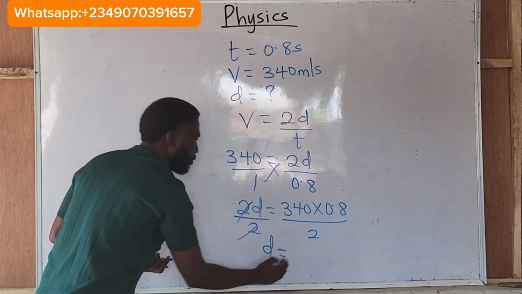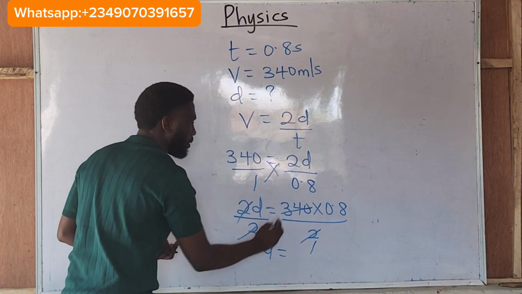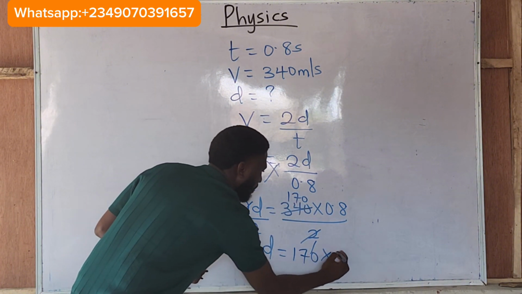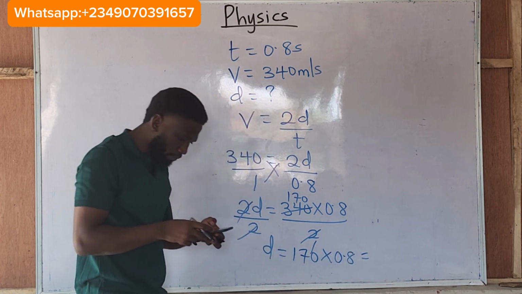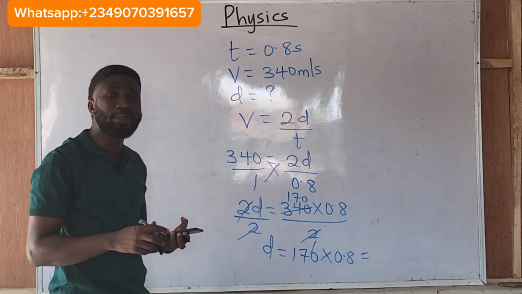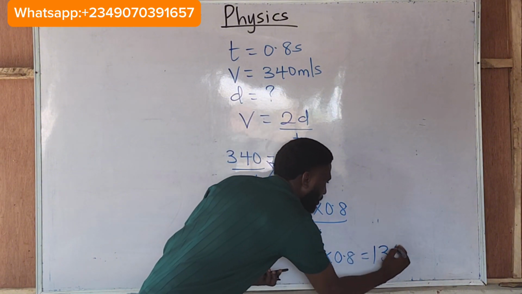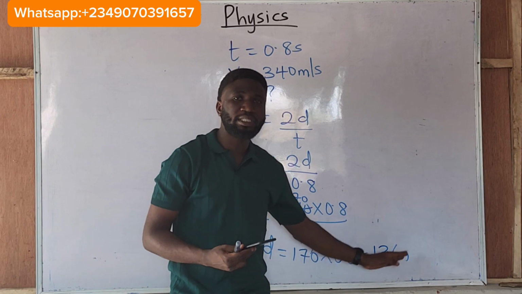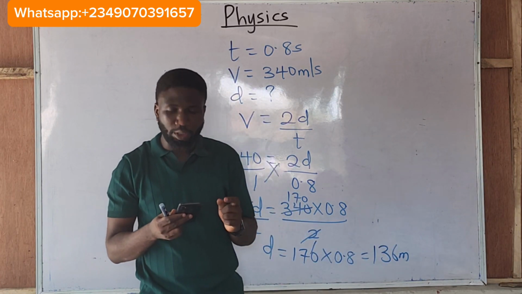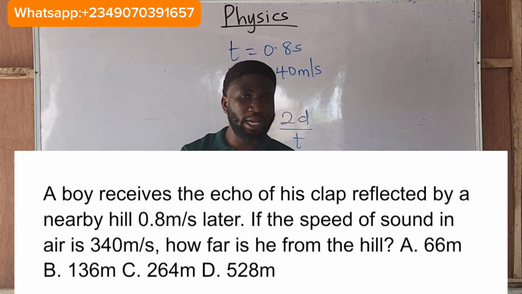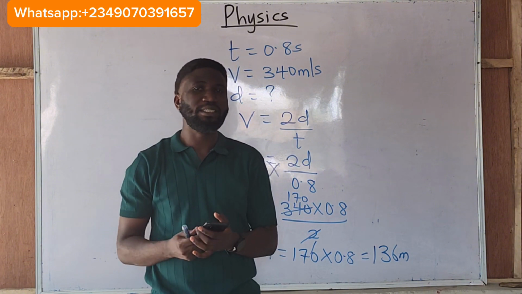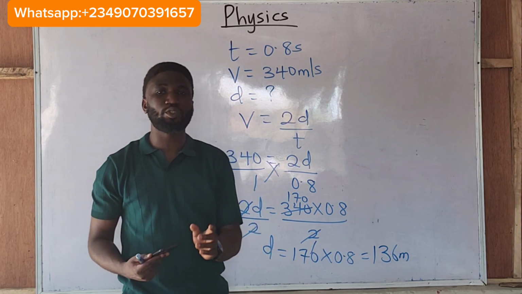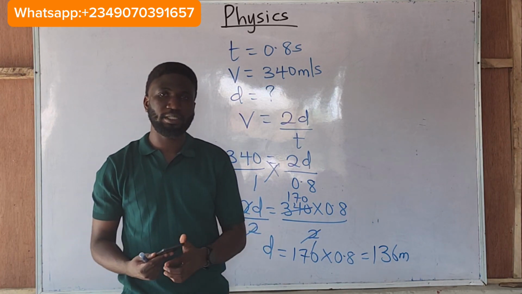So d now equals, 2 divided by 2 is 1, and 340 divided by 2 will give us 170. And 170 multiplied by 0.8 will give us 136 meters. The distance is 136 meters, and that should be option B. I believe by now we can see the difference between using v equals d over t and also using v equals 2d over t.